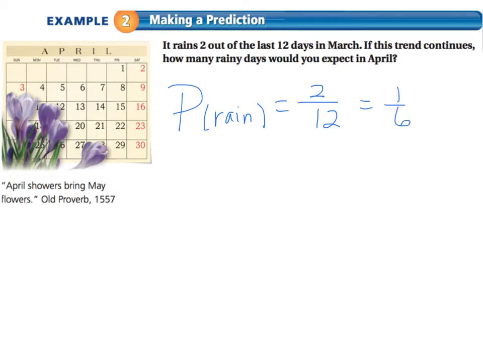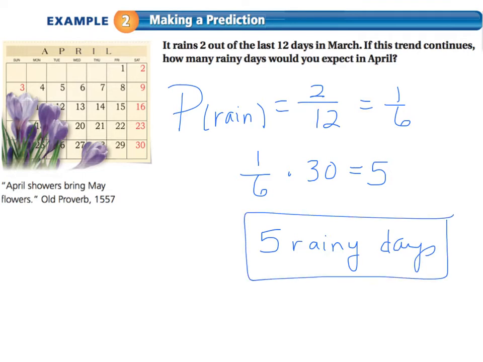Now to make the prediction, we have to multiply the probability of a rainy day by the number of days in April. So we know 1/6 of 30 days in April gives us 5 days. So we can predict that there are going to be 5 days in which it'll rain in April.